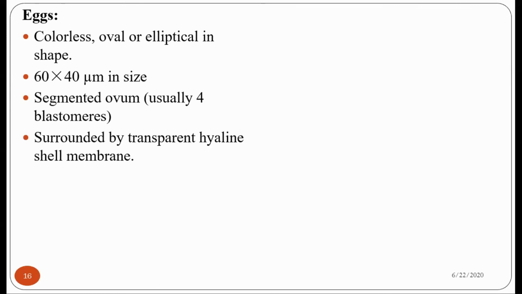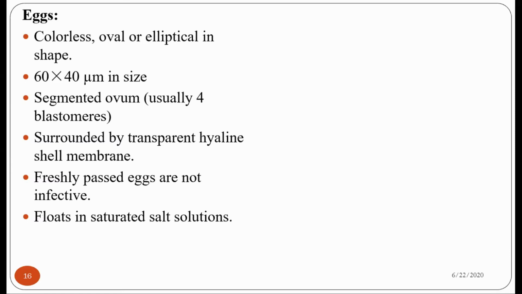The segmented ovum of hookworm is surrounded by a transparent hyaline membrane, that is the cell of the egg. When it is freshly passed or excreted by the adult worm in the stool of the infected person, that egg will be generally non-infective. The segmented ovum of hookworm can float in saturated salt solutions.